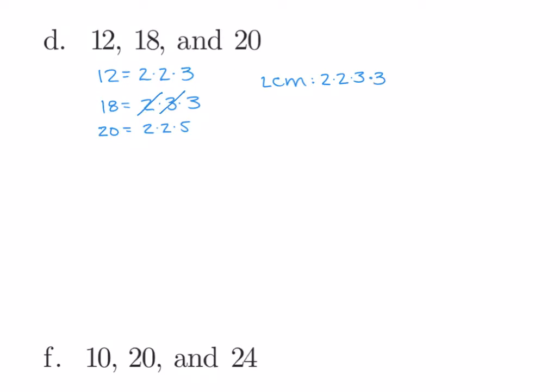All right, 20. Do we have 2 2s in our LCM? Yes, we do. Do we have a 5? The answer is no. So I'm going to include the 5. And then I'm going to go ahead and multiply this together. So let's see what we get.